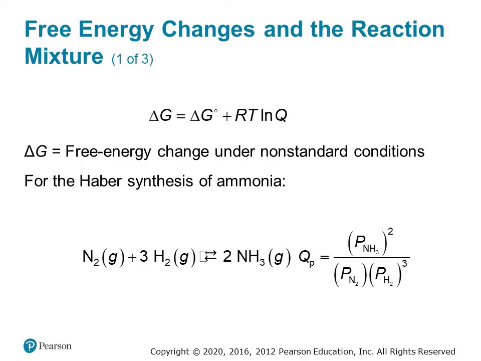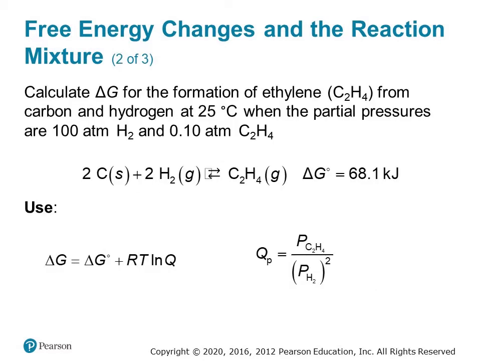the reaction quotient. Remember, as shown at the bottom of the screen here, that the reaction quotient is the same as the expression for the equilibrium constant, but with initial concentrations or pressures plugged into the equation instead of the values at equilibrium. Let's consider the following example. Calculate delta G for the formation of ethylene gas from carbon and hydrogen at 25 degrees Celsius when the partial pressures are 100 atmospheres of hydrogen and 0.10 atmospheres of ethylene, C2H4.